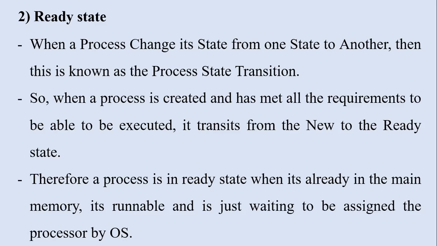And the ready state is found in the main memory. So a process can only join the ready state if it has met all the requirements to be able to be executed. A process is therefore in ready state when it's already in the main memory. It is runnable, but it's just waiting to be assigned the processor by the operating system.